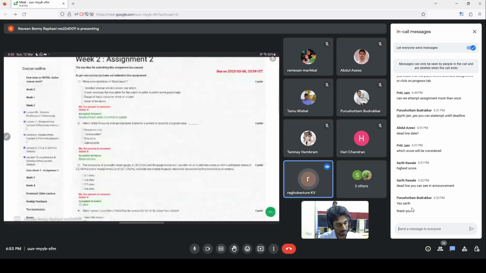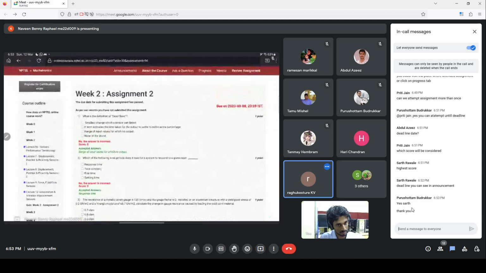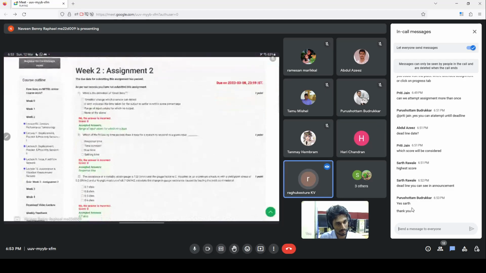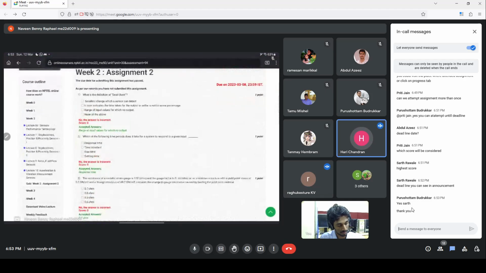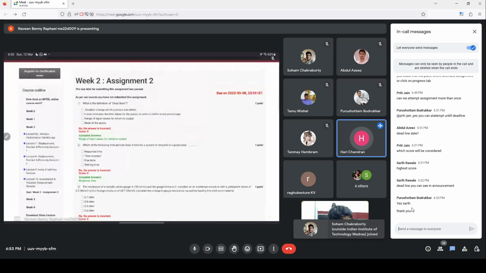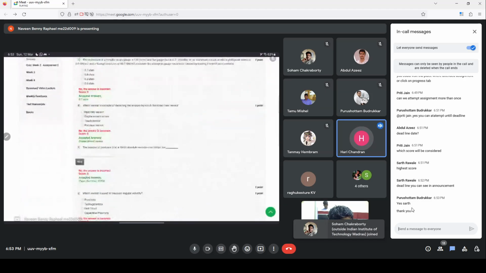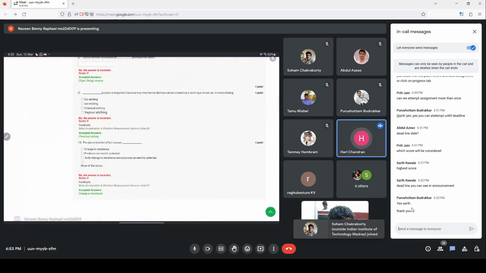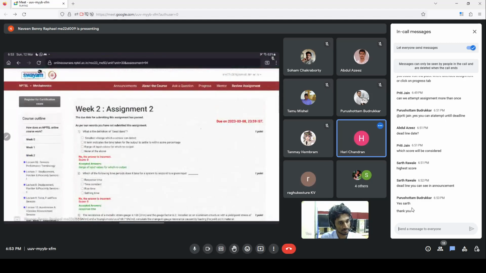Sir, you mean you can do multiple attempts? Yes, of course, within 24 hours. Before 23:59 you can attempt partially, and you can submit also, but that will not be considered as your final answer. Only what you submitted up to that 24th hour, 23:59, will be considered by the system. Oh, okay. Thank you, sir.